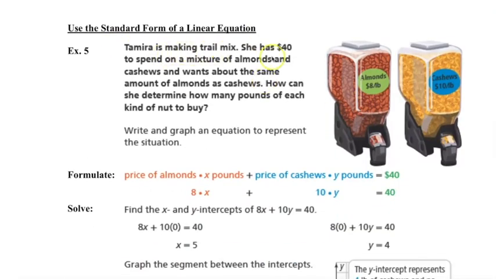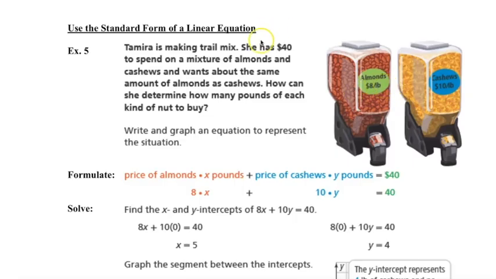And then next, look at another application problem. Tamara is making trail mix. She has $40 to spend on a mixture of almonds and cashews and wants about the same amount of almonds and cashews. How can she determine how many pounds of each kind of nut to buy? Here is the cost of each one. Almonds cost $8 per pound and cashews cost $10 per pound. So how do we write an equation?